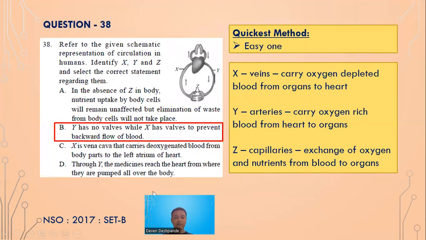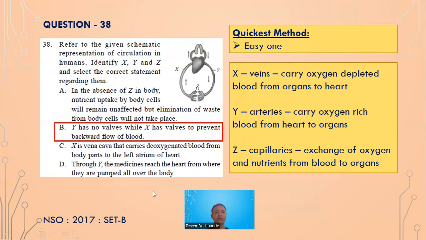Okay, next one, question 38. Refer to the given schematic representation of circulation in humans. Identify X, Y, and Z and select the correct statement regarding them. So what is the image about? The heart, then there are lungs, and then this X is veins. So veins carry blood from the organs to the heart, and these are the capillaries, isn't it?